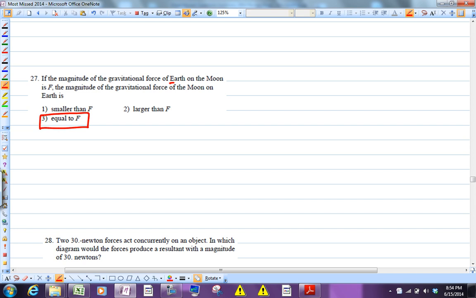Here you have the Earth and the Moon. This is Newton's third law. They pull equally hard on one another. Every force is actually an interaction between the two objects.